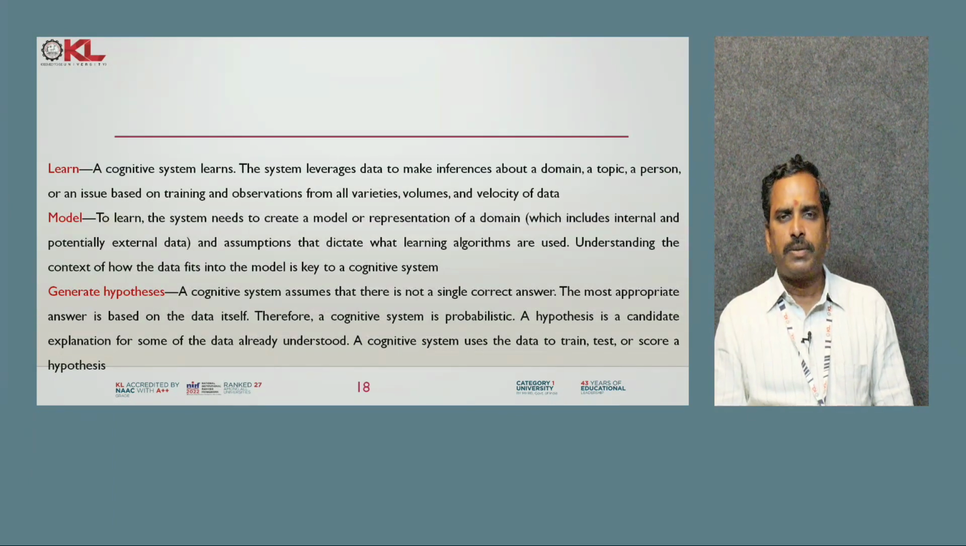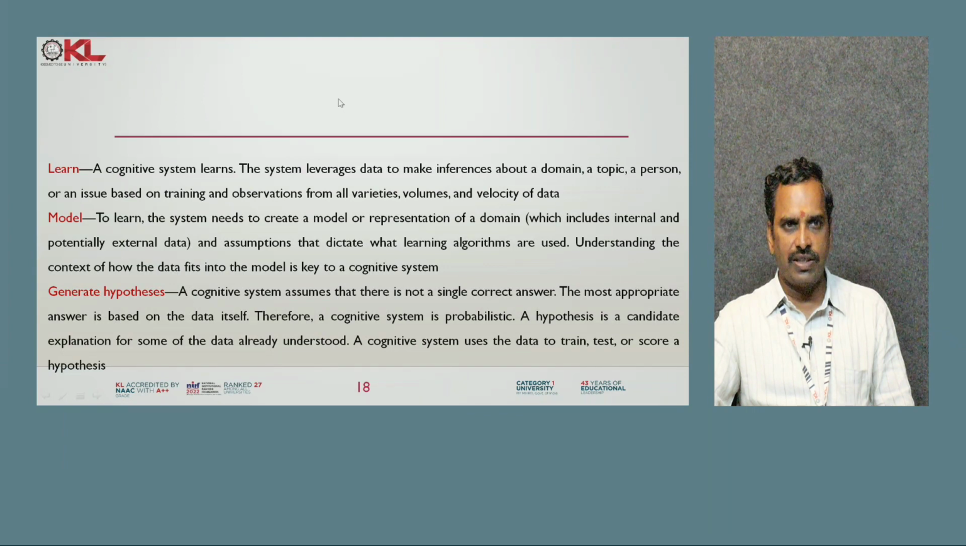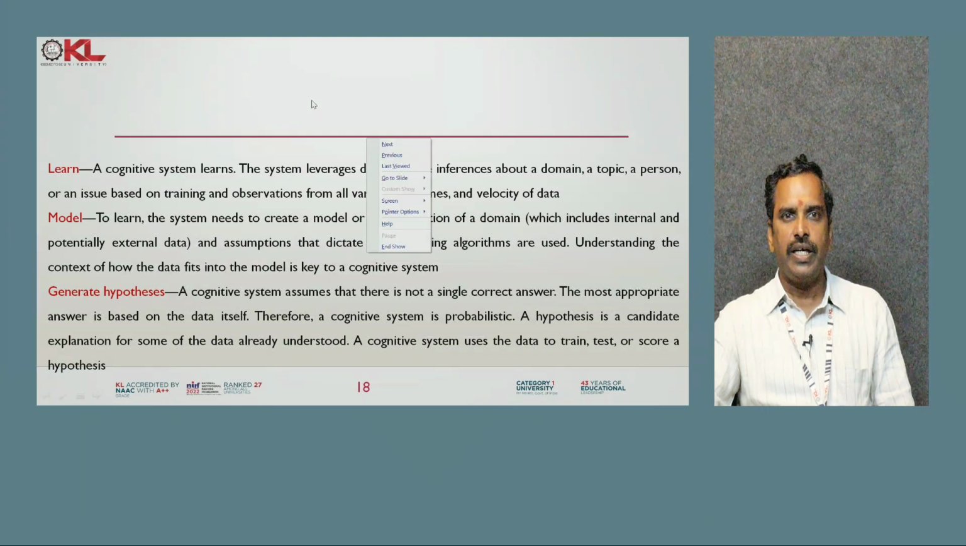The third and final principle is generate hypothesis. A cognitive system assumes there is not a single correct answer. The most appropriate answer is based on the data itself. Therefore, a cognitive system is probabilistic. A hypothesis is a candidate explanation for some of the data already understood. A cognitive system uses the data to train, test, or score a hypothesis. These are the three principles of a cognitive system: learn, model, and generate hypothesis.